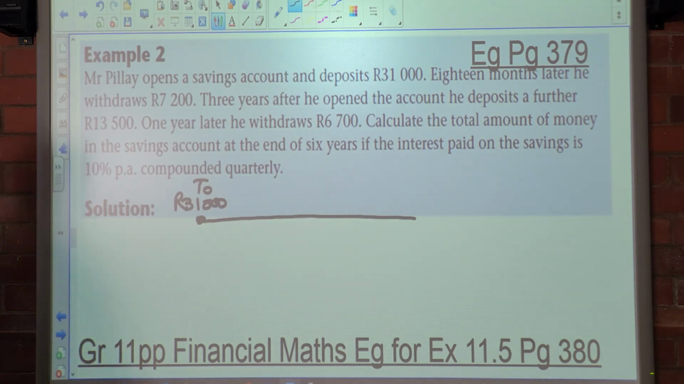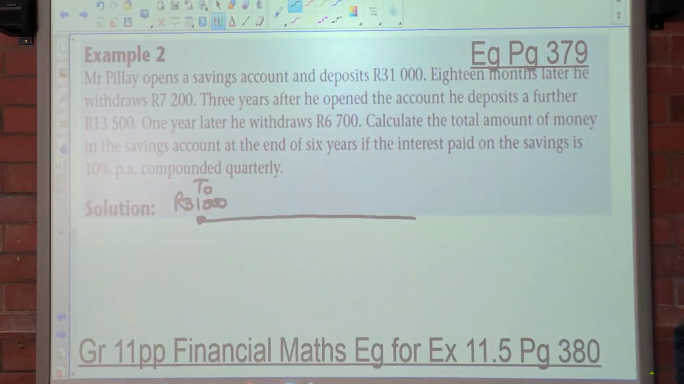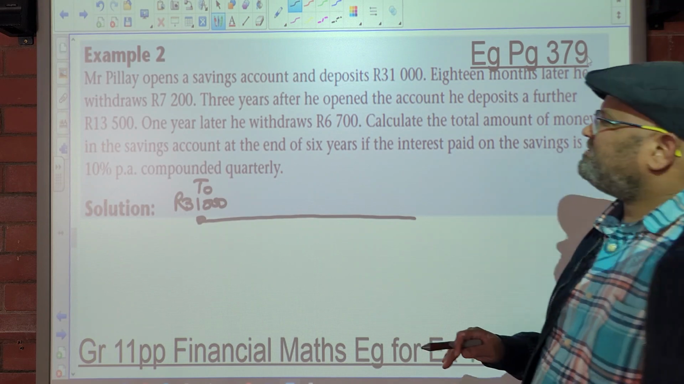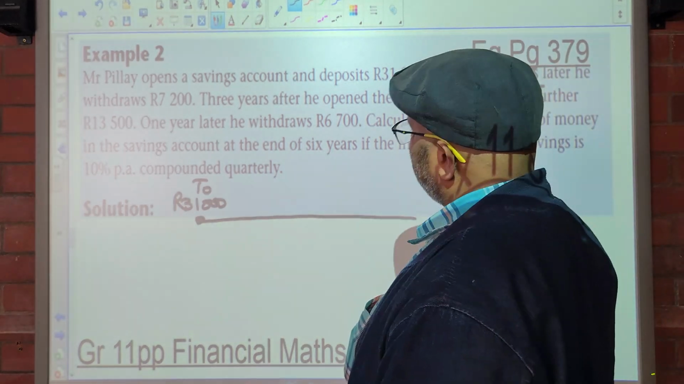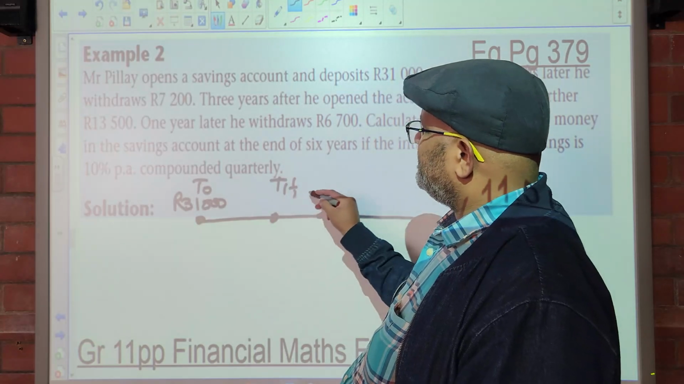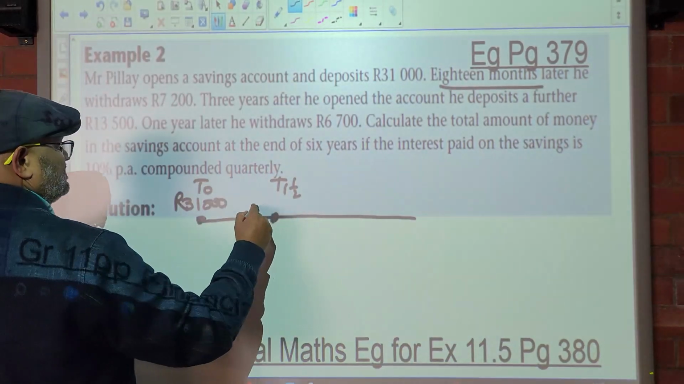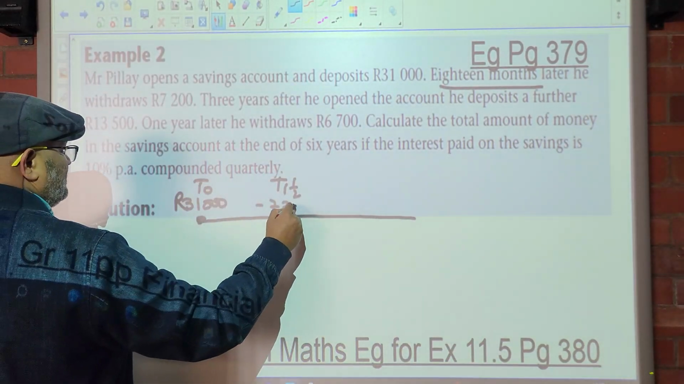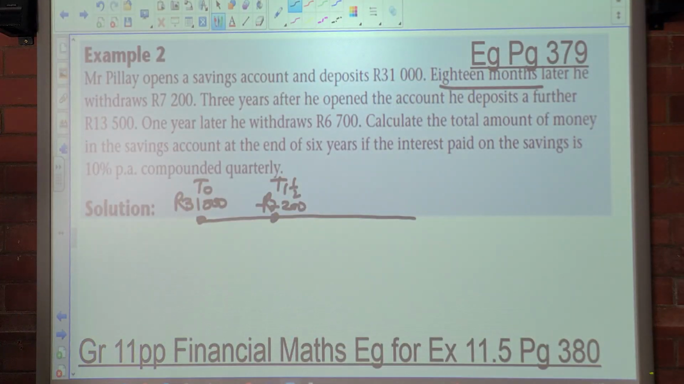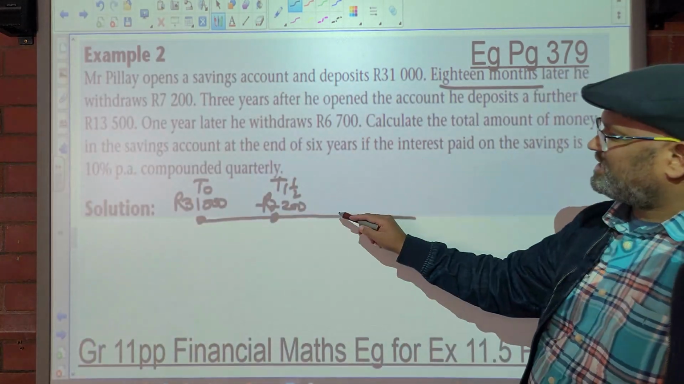18 months later, he withdraws 7,200. Remember, our timeline is a representation of time in years. 18 months is how many years? 1.5 years, not so? 18 months later, he withdraws 7,200, so it's minus 7,200. Then 3 years after he opened the account, so that takes you to T3.